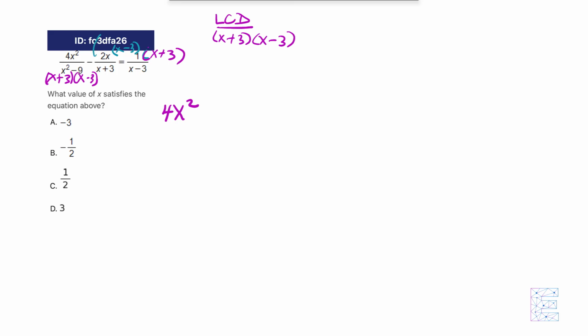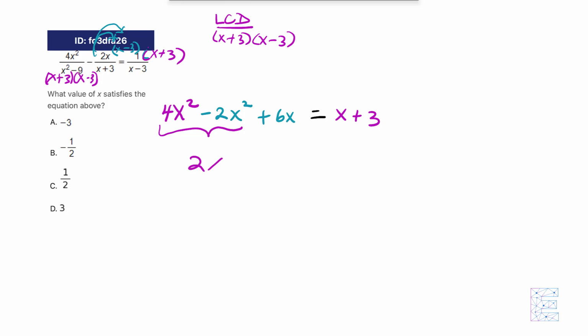We're going to distribute this negative 2x into both of these. So negative 2x times x becomes negative 2x squared. Negative 2x times 3 becomes positive 6x. Equals. So on the right side, we have 1 times x plus 3. And of course, that's not changing. It is still x plus 3. So now what we have in front of us in the making is a quadratic equation that we need to factor and then solve for x. So first of all, let's combine these like terms.